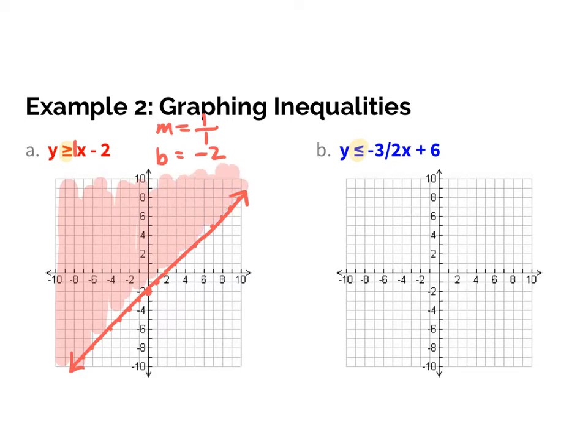So by adding in the equality, we are now not just looking at the line itself, but now thinking about how the graph is split by that line and which region we want. Okay, so in this case, because it was greater than, I shaded above.